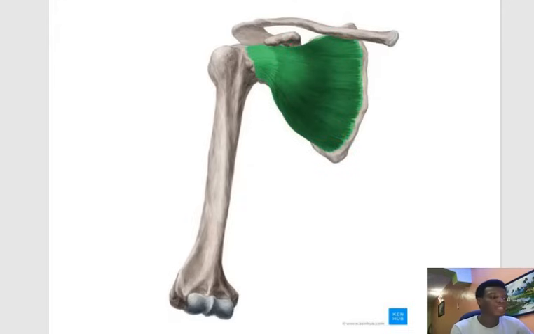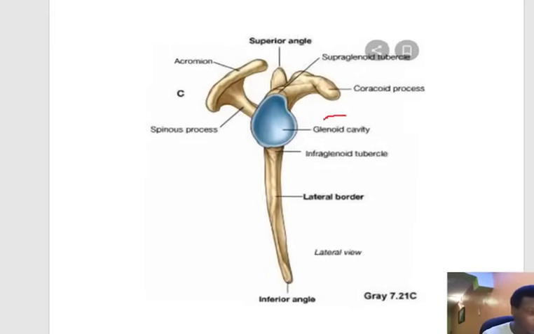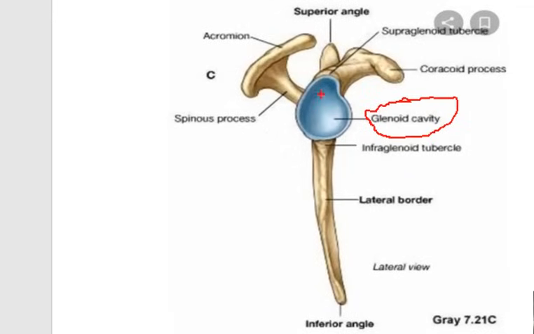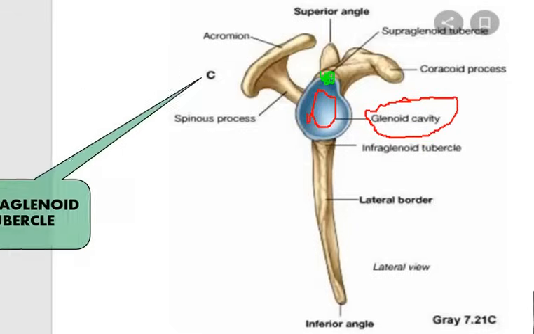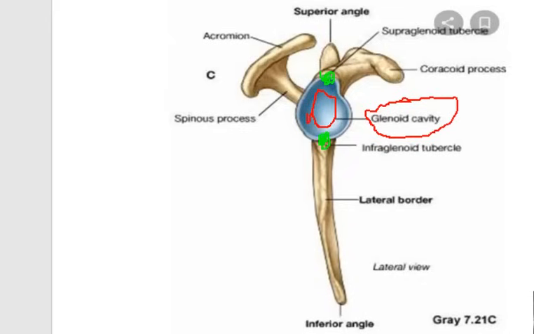Very fast, let's talk about the lateral parts of the scapula, that is the glenoid cavity of the scapula, because that's where the head of the humerus inserts. This cavity right there is the glenoid cavity, and it is associated with the head of the humerus. So that's the glenoid cavity. And then at the superior edge of this glenoid cavity, there is a very important tubercle right there. That's the supraglenoid tubercle. And then inferior to it we also have one important tubercle, the infraglenoid tubercle.